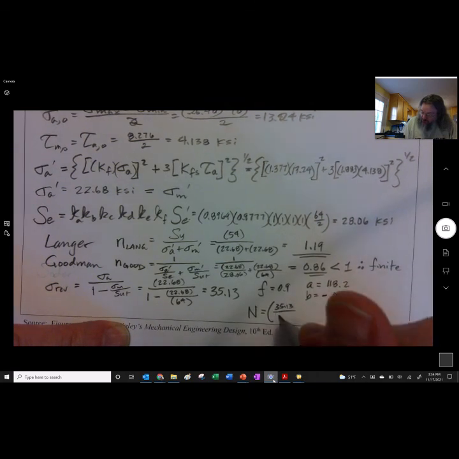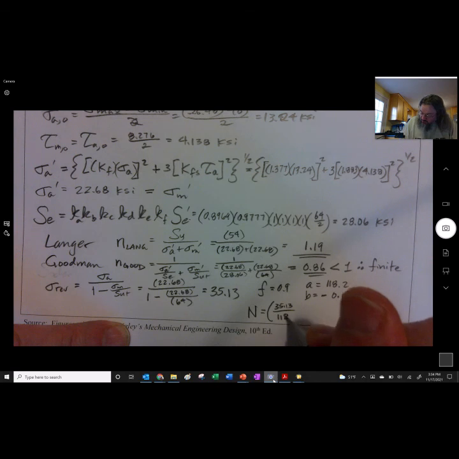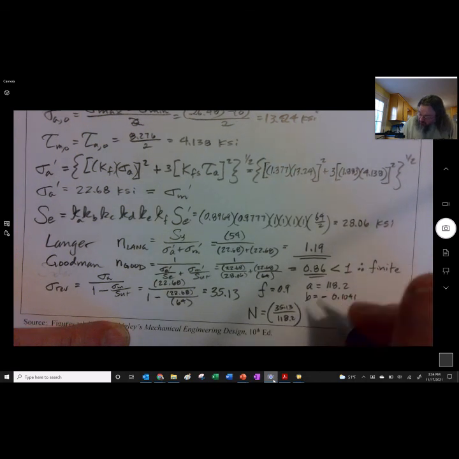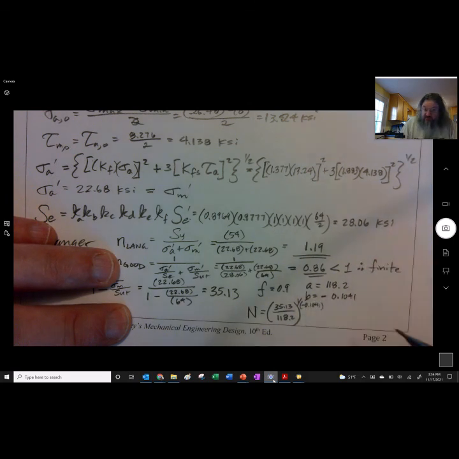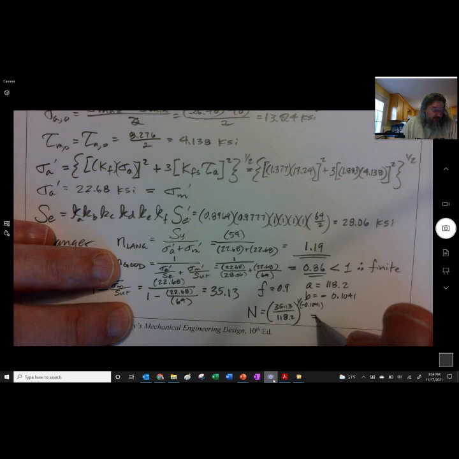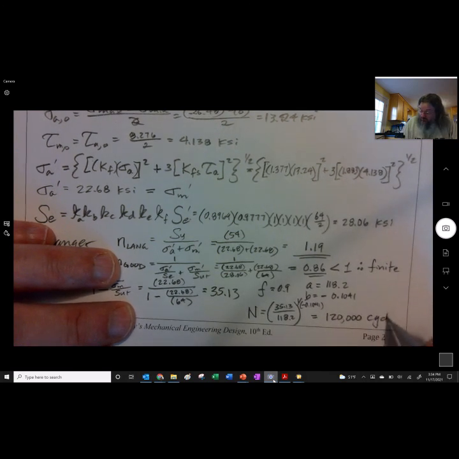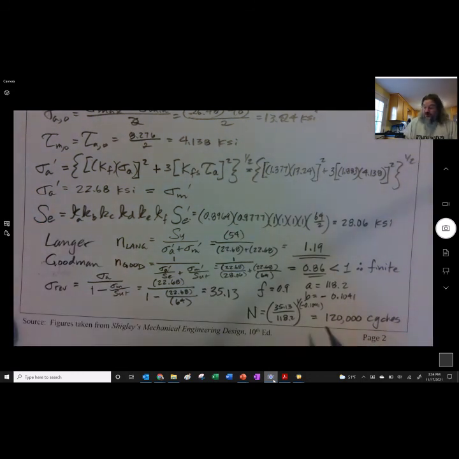Then I can find my number of cycles: that reversed stress, as I just showed, 35.13 divided by my A, raised to 1 over negative 0.1041. And what I'm left with is 120,000 cycles.